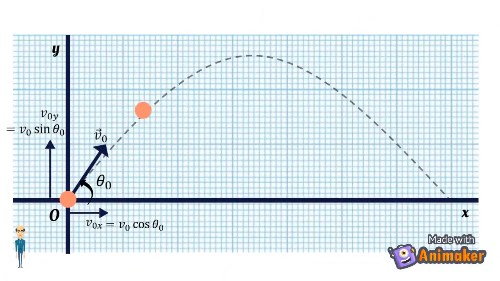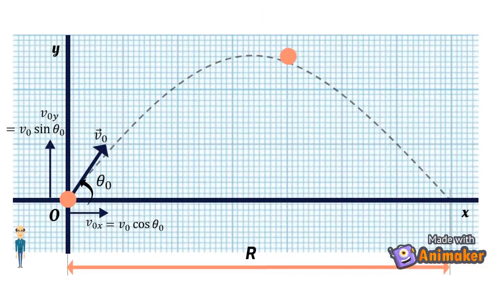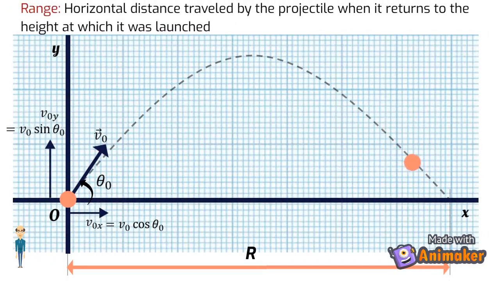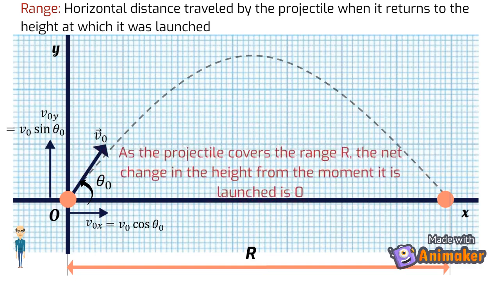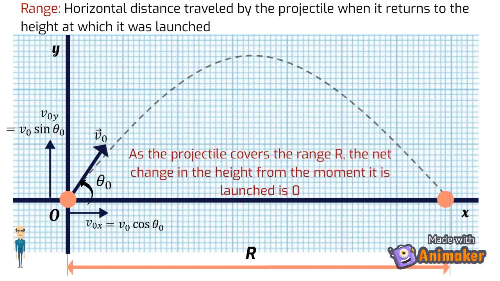The horizontal range R of the projectile is the horizontal distance the projectile has traveled when it returns to its initial height, that is, the height at which it is launched. That means the net change in height during the journey would be 0. Let's start with the basics, that is, evaluate this motion in the horizontal and vertical directions separately for the entire journey of the projectile while it covers its range R.